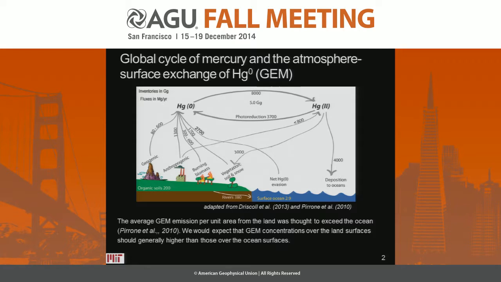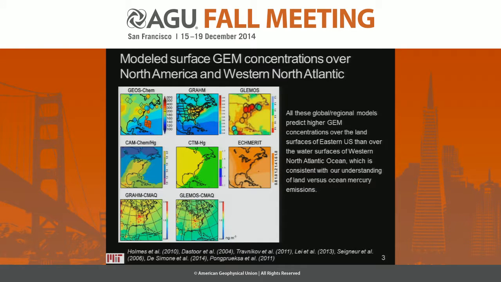We can also see from the figure that the GEM emissions from the land surfaces are higher than over the ocean surfaces. Also, considering that the land surface only accounts for 30% of the Earth, while the ocean surface accounts for the remaining 70%, the average GEM emission per unit area from the land will far exceed the ocean. Therefore, we would expect that the GEM concentrations over the land surfaces should be higher than over the ocean surfaces. Previous model simulations are consistent with such understanding.